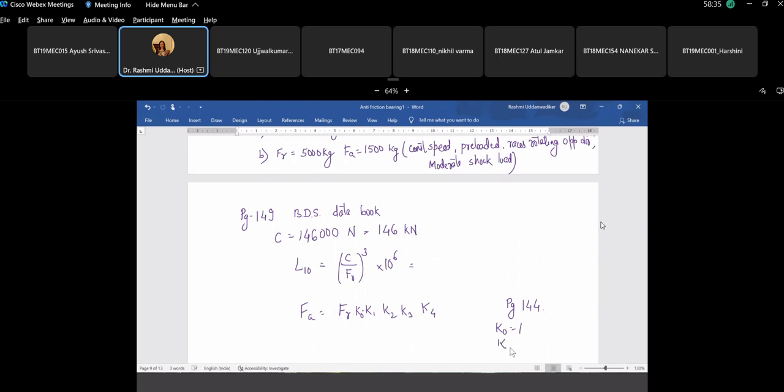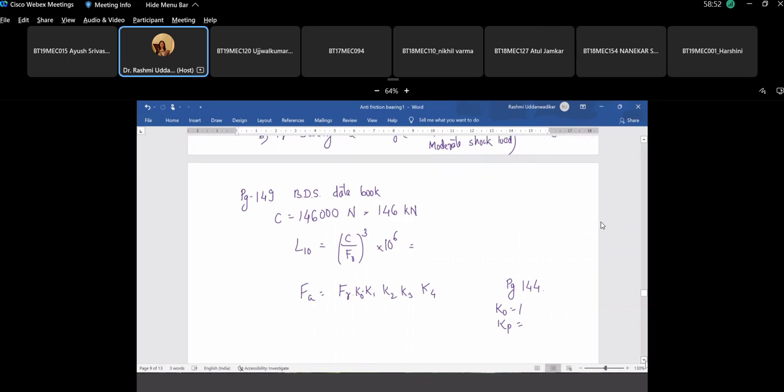Second, preloading factor KP, whether it is non-preloaded or preloaded. For the first case, it is non-preloaded. So what is the value of KP? This is again given as 1. What is the value of rotational factor KR, which depends upon whether the inner race is rotating or the outer is rotating, or which one is fixed? If the outer is fixed and inner is rotating, the value of KR is 1. If the outer is rotating and inner is fixed, the value is in the range of 1.4 to 1.6. And if both the races are rotating in opposite directions, the value is 2.